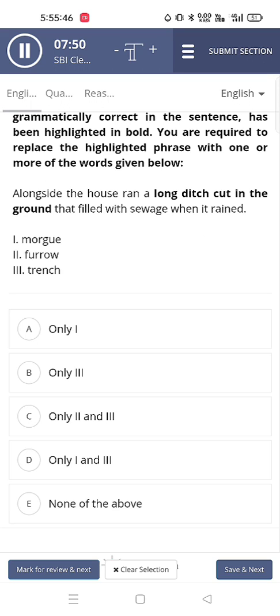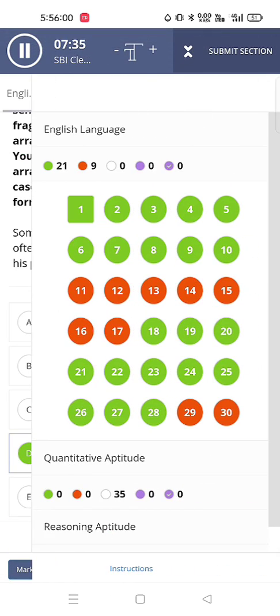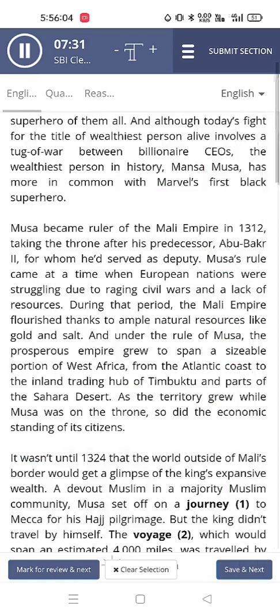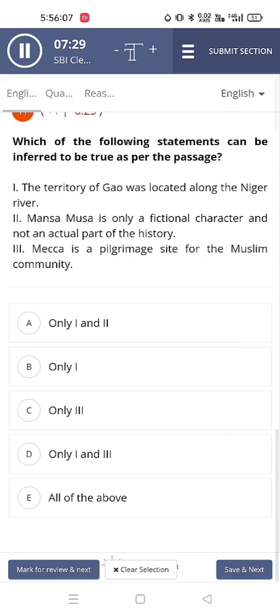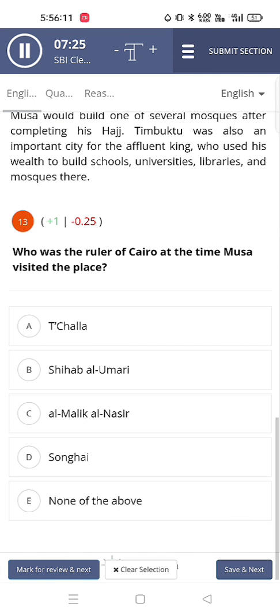Alongside the house ran a long ditch cut in the ground. Morgue, furrow, trench. Trench is right. Then furrow, I have confusion. So these are the questions which we have done. Okay, two questions are left which are based on vocab, and these are the RC questions. So first, if this type of question comes, I will skip and move to next. This is also statement based.